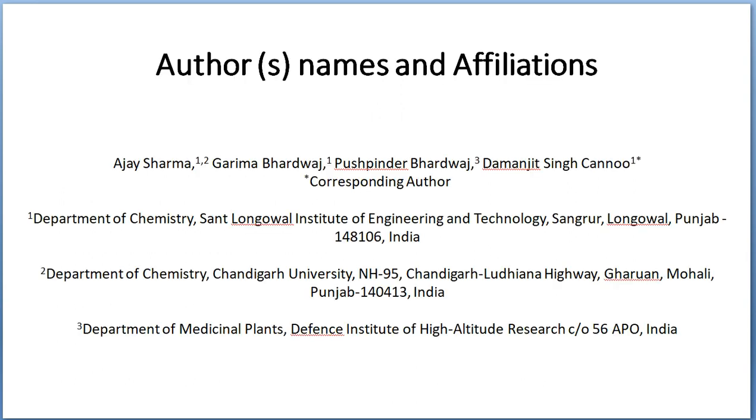Next is author's name and affiliation. In this part we are going to write the names of the different authors that have contributed to this particular review paper. On screen you can see there are four authors in the paper: Ajay Sharma, Garima Bhardwaj, Pushpender Bhardwaj, and Damanji Singh Kano. The numbers 1, 2, 3 written on the names represent the affiliation.